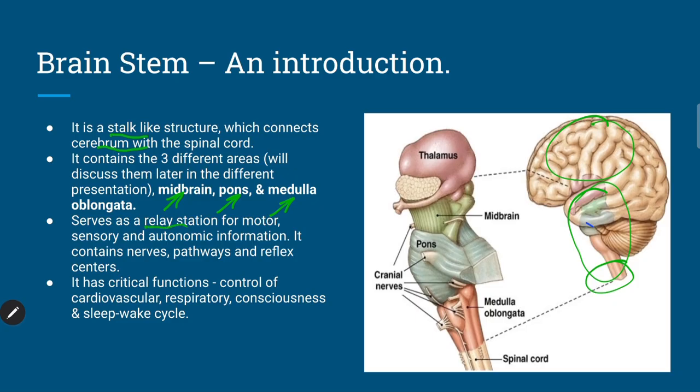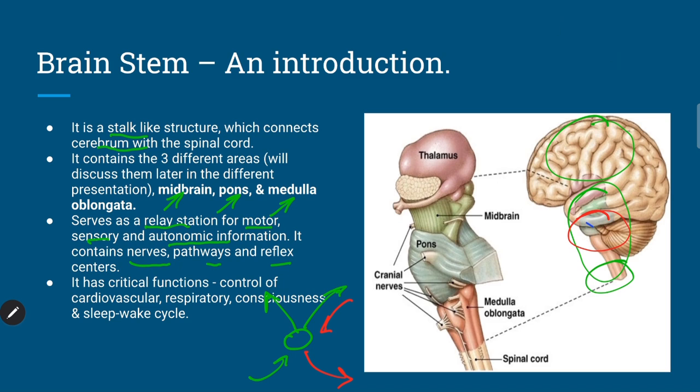The brainstem serves as a relay station for motor, sensory, and autonomic information, and it contains the nerves, pathways, and reflex centers. So it's like the relay point where everything goes in and then goes out to where it belongs, and it can also bring back the signals from the other side and relay back. So everything goes through here, so it controls everything right there.